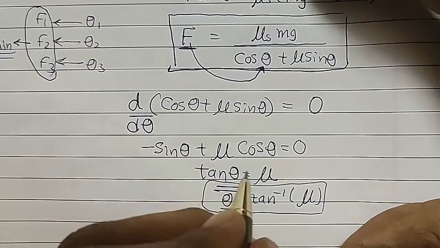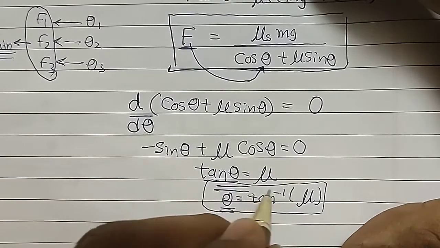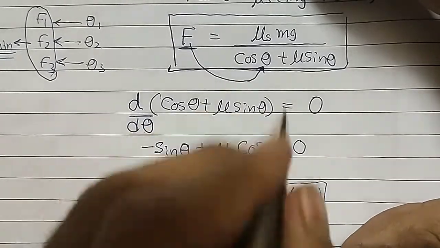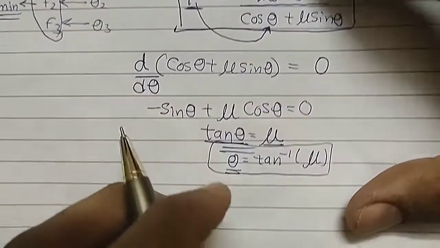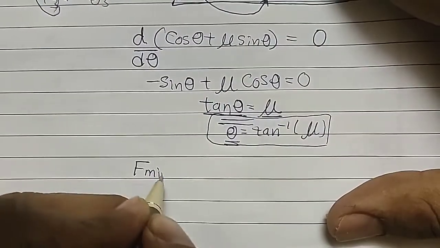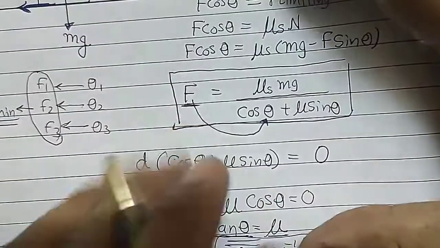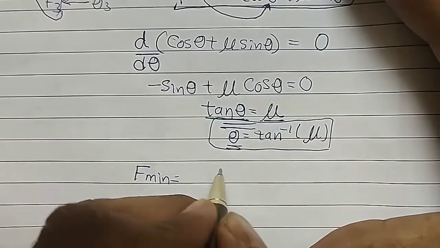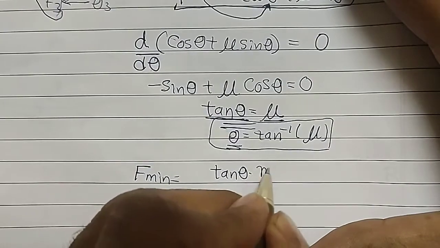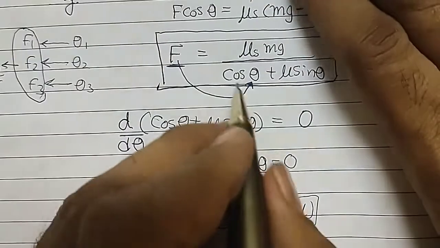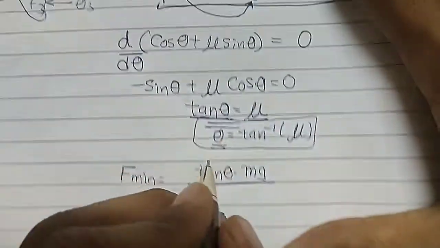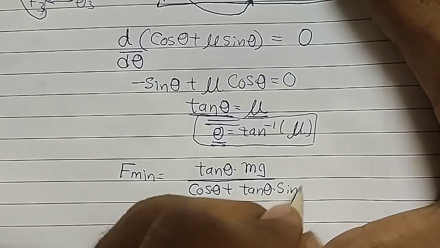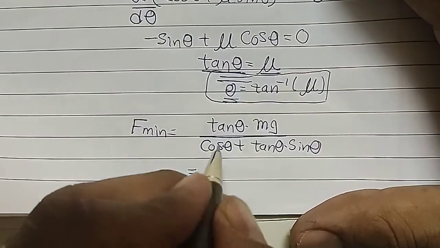So what happens? See, in place of tan theta, we can write mu. Or in place of mu, if I write tan theta, at that time I will get the minimum force. So for minimum force, we can substitute mu as tan theta. See, here mu is there, here also mu. We can put this as tan theta. When the value of tan theta is equal to mu, at that time force becomes minimum. Keep it in mind. It's cos theta plus tan theta sin theta. Like this I have written.